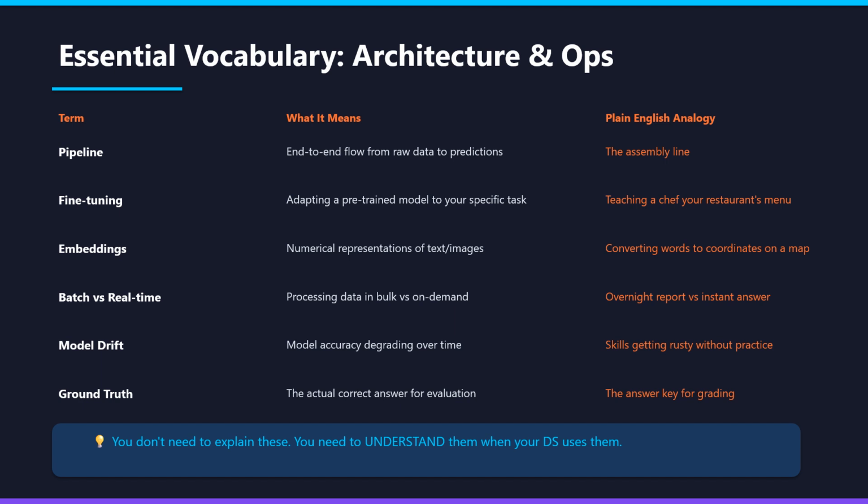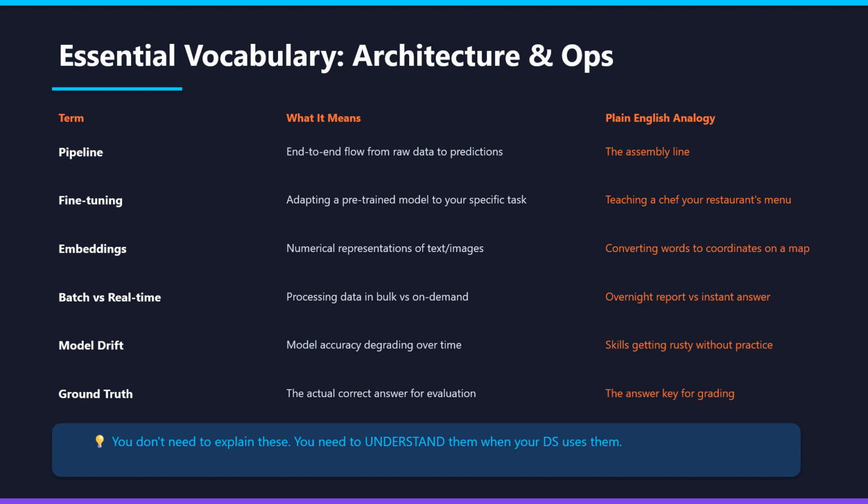And embeddings, numerical representation of text, images, or other data. Right, the model converts words into coordinates in a mathematical space where similar things are close together. King and queen are close, right, but king and banana are far apart. So that's the difference.